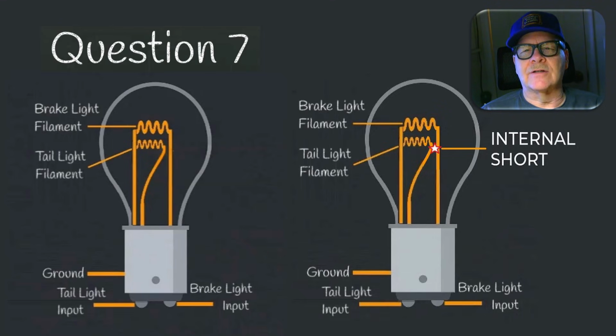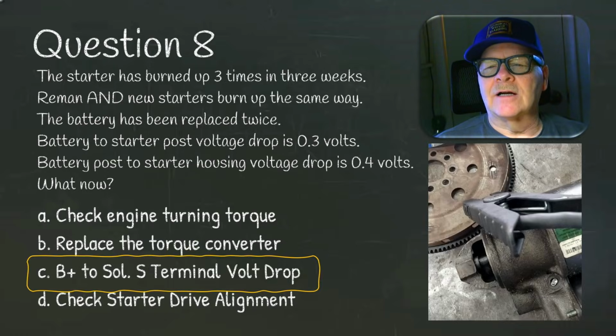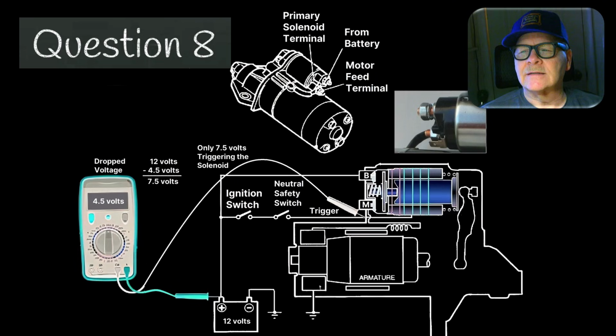On the other side of the shop, a guy came over and told me he was having that problem. I said, pull the bulbs out of it and see what it does. It's real simple to do that. But anyway, there's a nice little diagram of what that looks like. Now this one here is the B plus to solenoid S terminal. Voltage drop is the problem with this. Okay, so this is what that looks like.